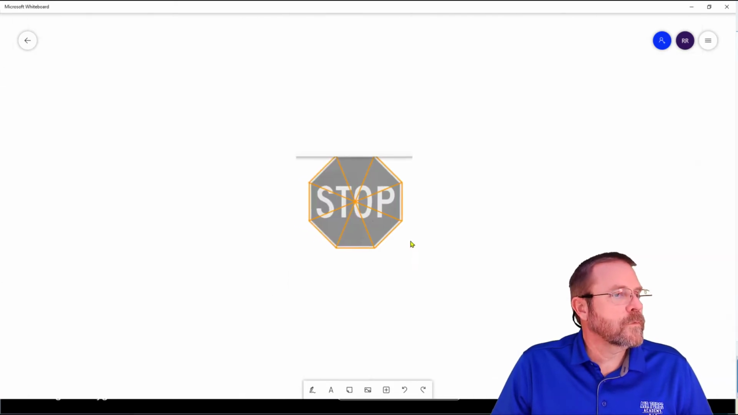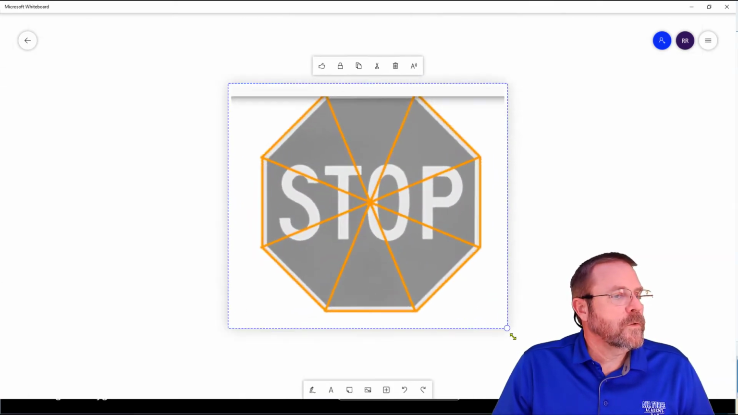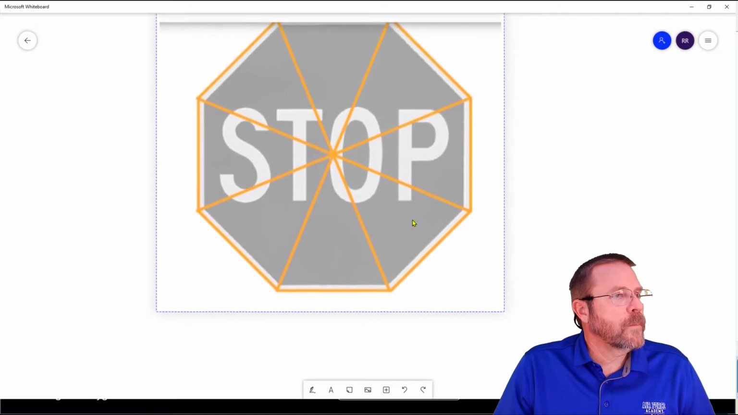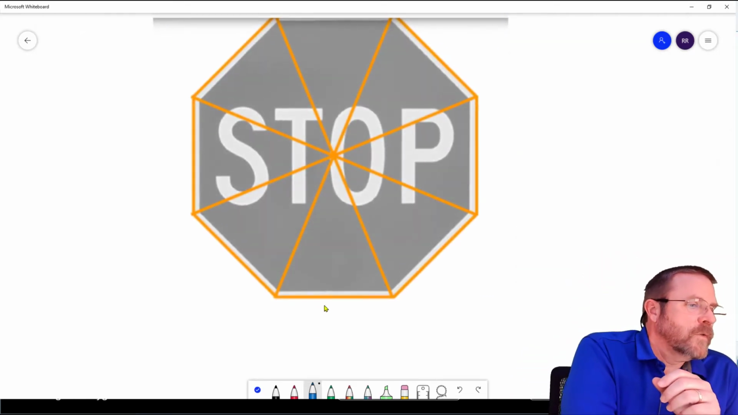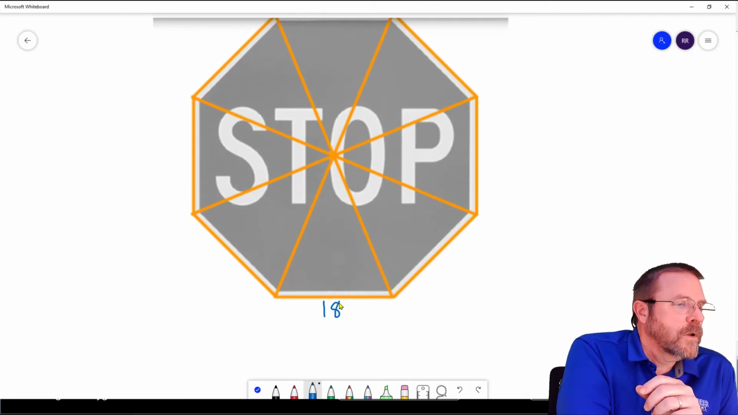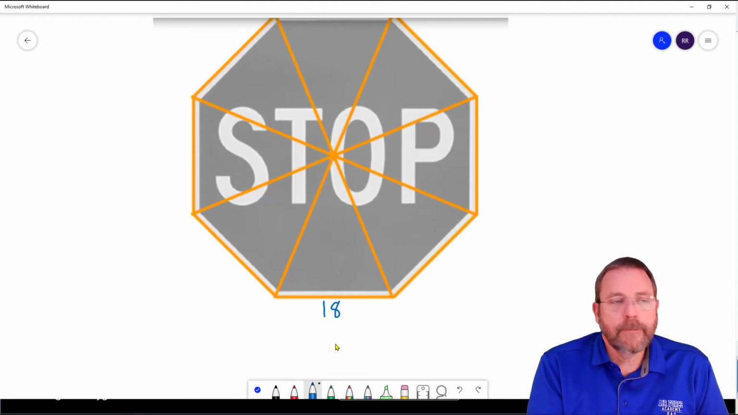Alright, almost there, folks. There we go. So when you do this, think about what you know about these triangles, about the stop sign. First thing we know is that each one of these sides are 18 inches, right?